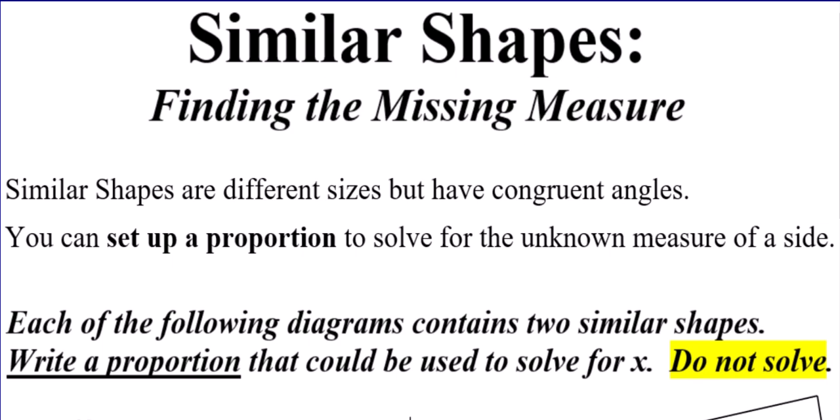Today we're looking at the guided notes called Similar Shapes, Finding the Missing Measure. Follow along with me here as I read this opening information out loud. Similar shapes are different sizes but have congruent angles. You can set up a proportion to solve for the unknown measure of a side.